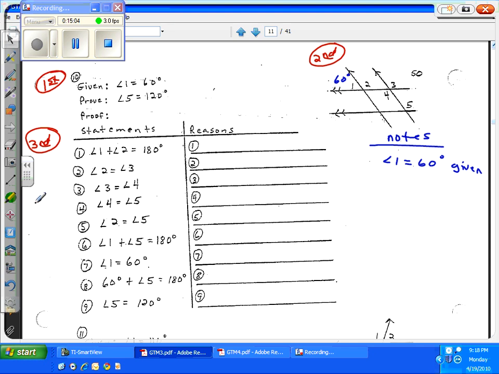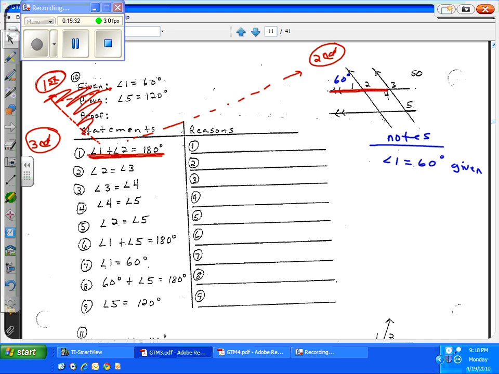And so statement 1, angle 1 plus angle 2 is equal to 180. And some people think you put given first every time, but that's not in the given. See, we're going to look first in the given. Does it say in the given that angle 1 plus angle 2 is equal to 180? No, it doesn't. So if it's not in the given, then we're going to look second in the diagram.